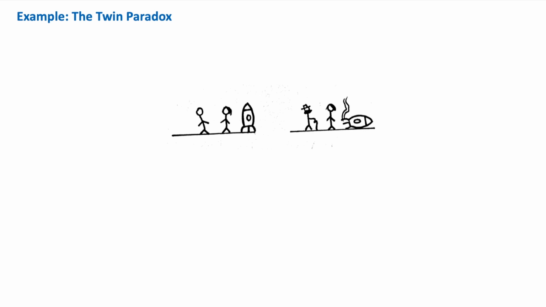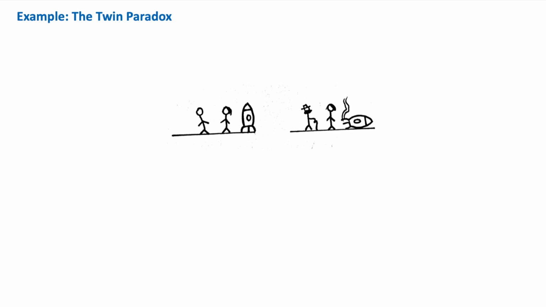So upon her return, Jill was shocked to find that many things have changed, and her twin brother has aged 40 years and is now 61, okay? While Jill has aged only by 34.6 years. So the question is, which twin is moving and is younger as a result?